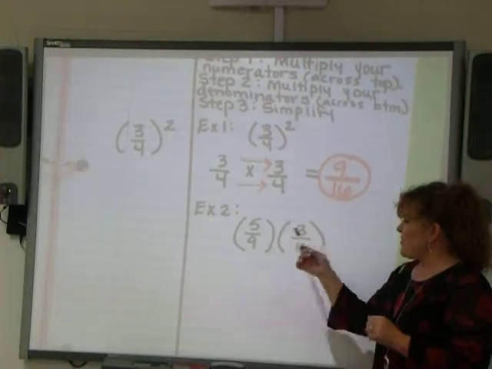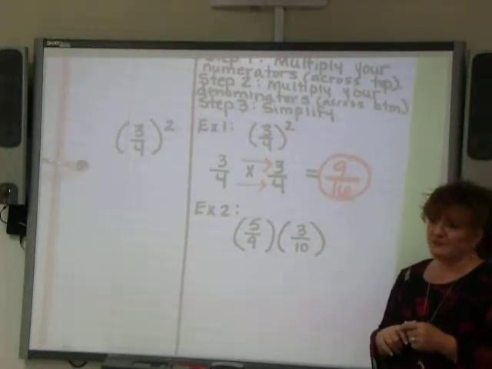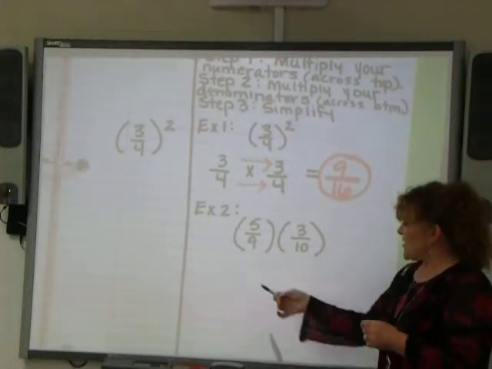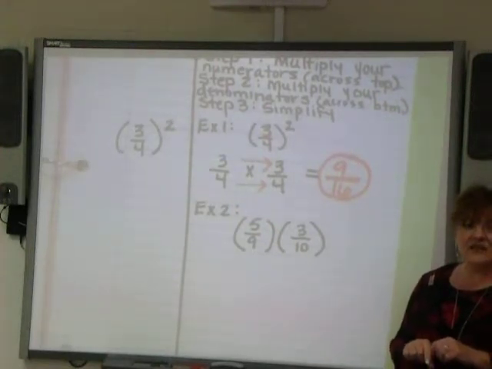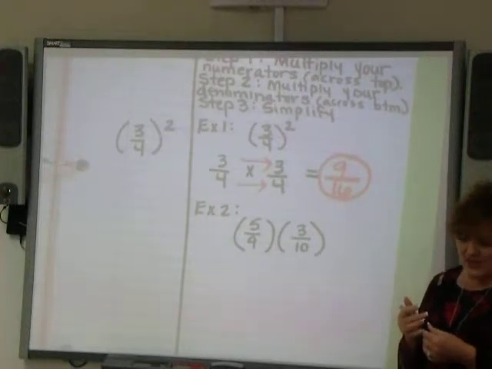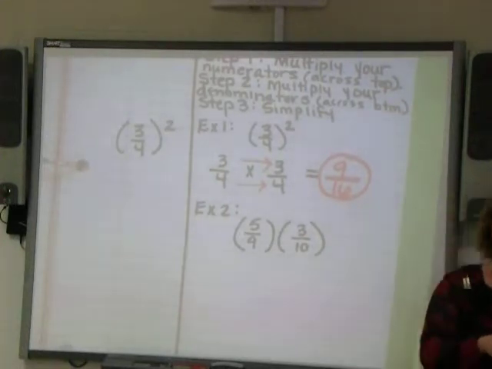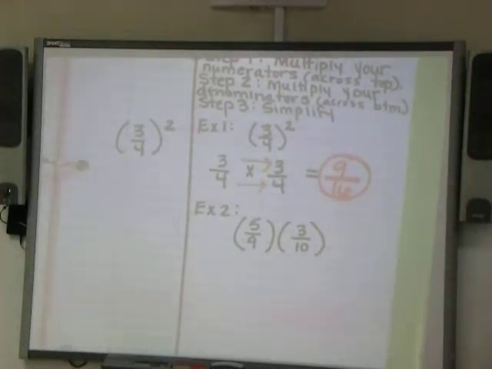So, we know that we multiply across top and bottom. But this is one where I can clearly see there's some reducing I can do on the inside. What can I reduce on the inside? So C1.